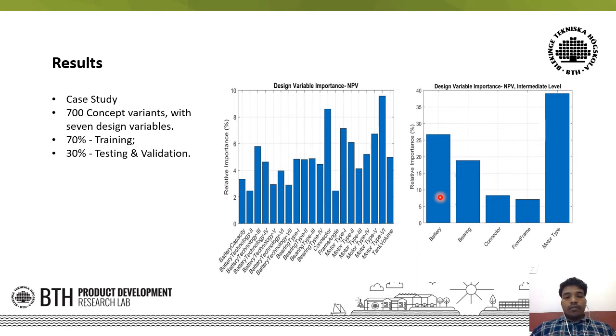The proposed method with clustering does not affect the significance of non-clustering variable. For example, in this case, the connector has a value of 8.6% relative importance at both the intermediate as well as the component level, which can be shown in the figure here. And finally, the proposed artificial neural network was trained using 70% of the data, and the remaining 30% was used for testing and validation.